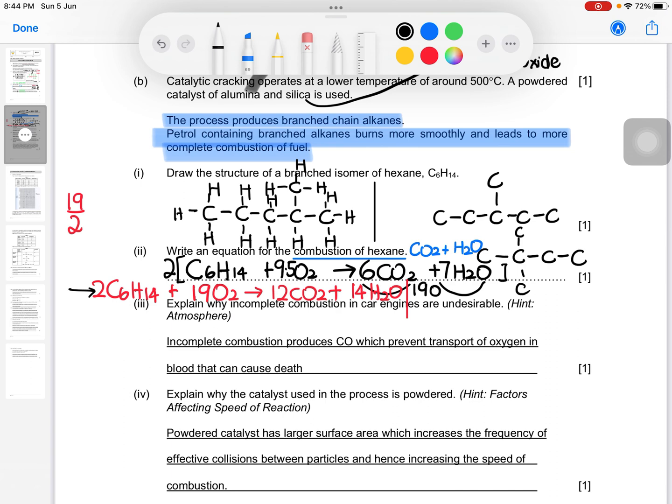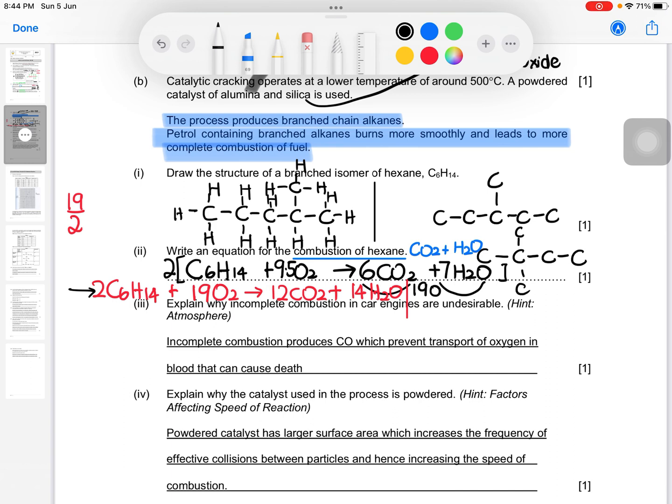Explain why incomplete combustion in car engines is undesirable. For here it is linked to the topic of atmosphere, which we have not covered yet. But for your information first, incomplete combustion of any fuel produces carbon monoxide. And why is carbon monoxide dangerous? Because it prevents the transport of oxygen in the blood, which can cause death.